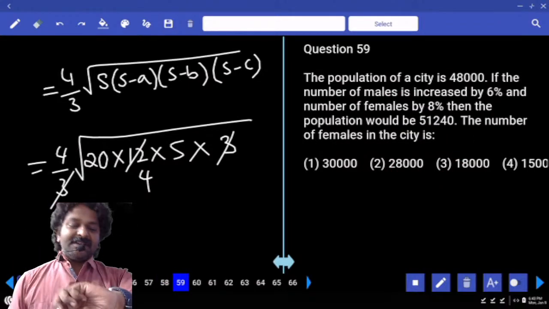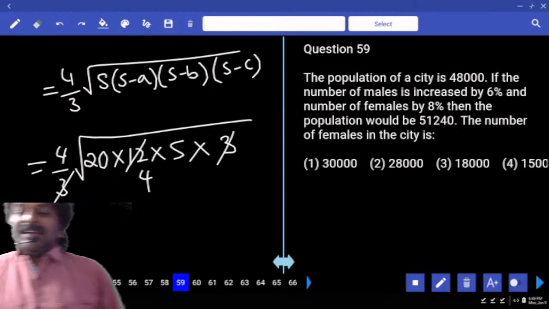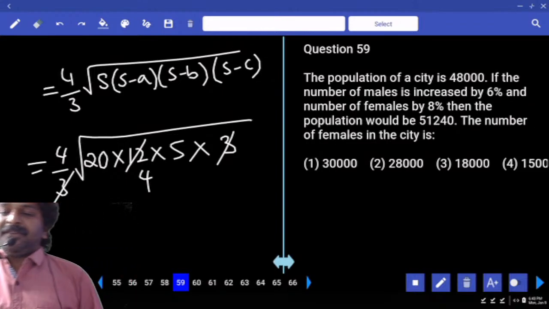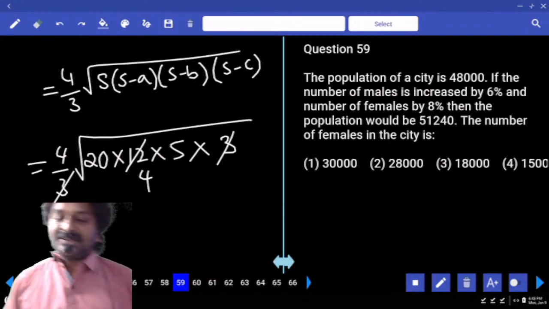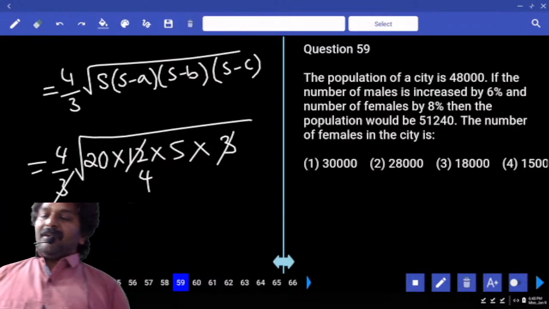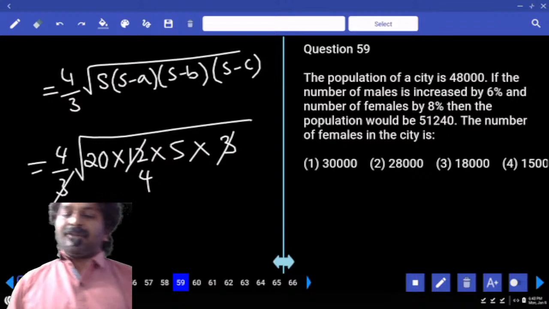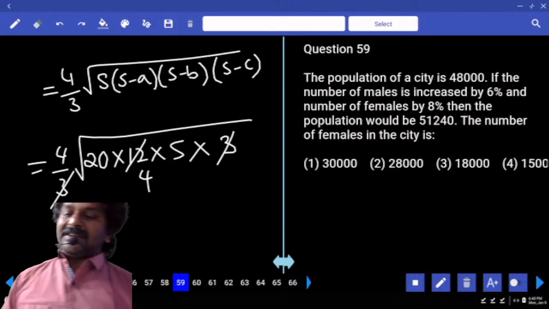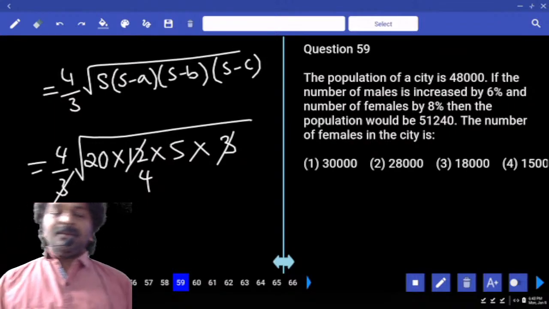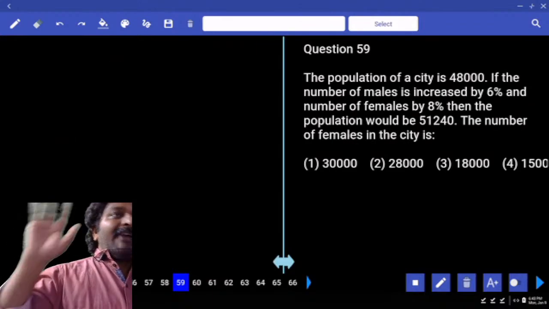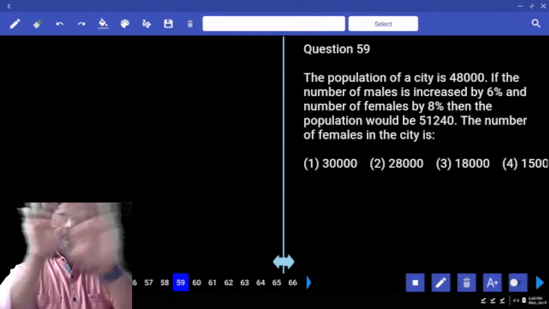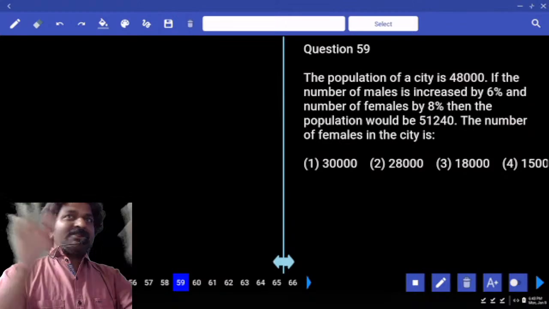The population of a city is 48,000. If the number of males increased by 6% and that of females increased by 8%, then the population would be 51,240. The number of females in the city is? So now we have female, male. When you mix them, you'll get the total population. Which concept are we using?